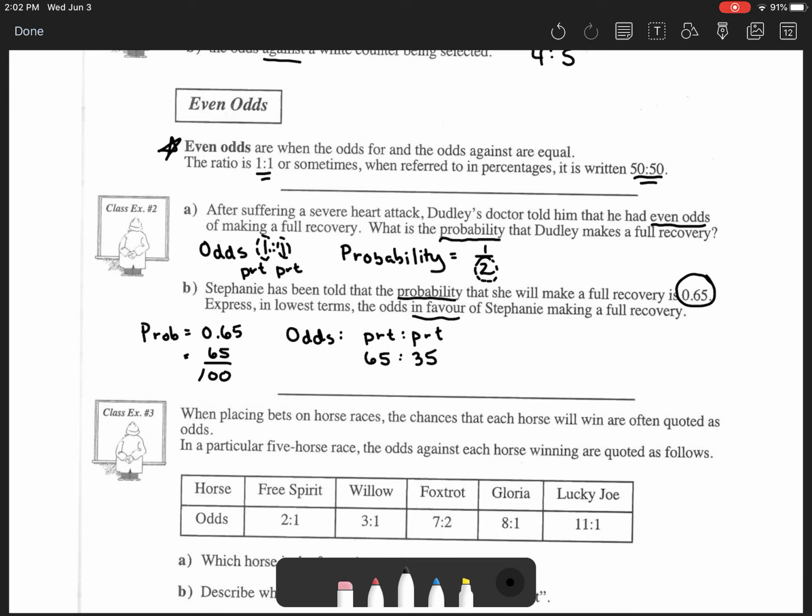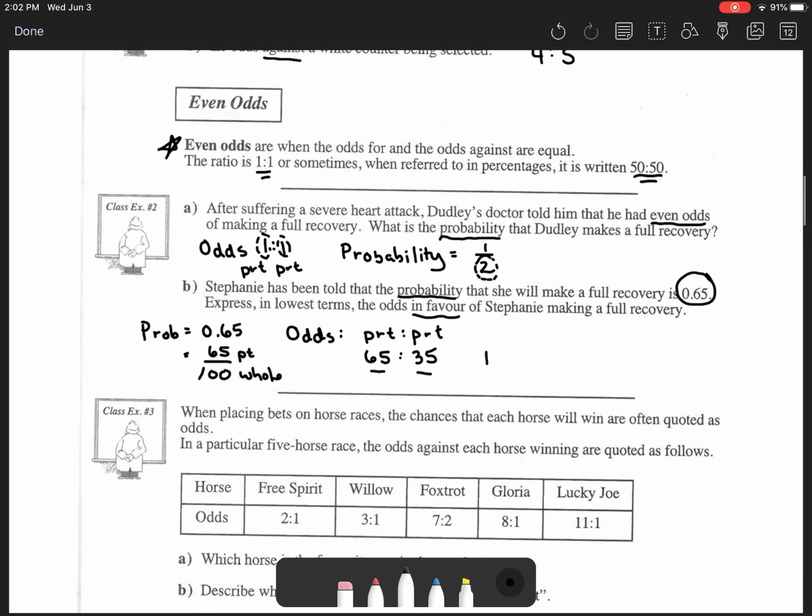Now, where does that come from? Well, 65 plus 35 is 100. Remember, probability is the part to the whole, right? So the 2 parts always have to add up to the whole, which in this case is 100. So in favor of is 65, she will recover. 35, she will not recover. And I can reduce 65 to 35 to 13 to 7. That's your answer there. So there are the odds in favor of Stephanie making a full recovery.